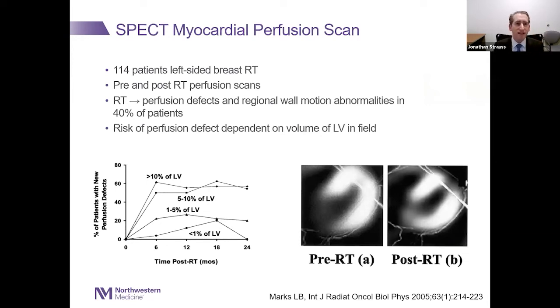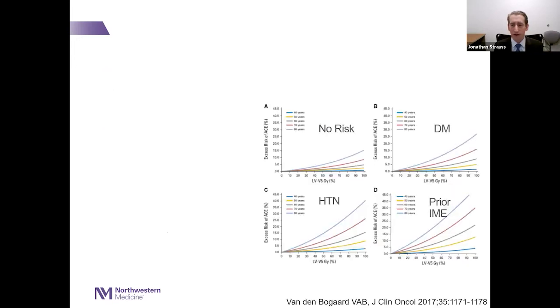And so this is some data looking at SPECT imaging. This is an older series done at Duke in 2005. It looked at 114 patients who were treated with breast radiotherapy and had a SPECT scan done both before and then a year after radiotherapy. And then what we see is that the risk of having perfusion defects or regional wall motion abnormalities here in the distal left ventricle was considerably higher for those patients who had a large portion of the left ventricle in the radiotherapy field, and lower for those patients who had a small portion in the radiotherapy field.